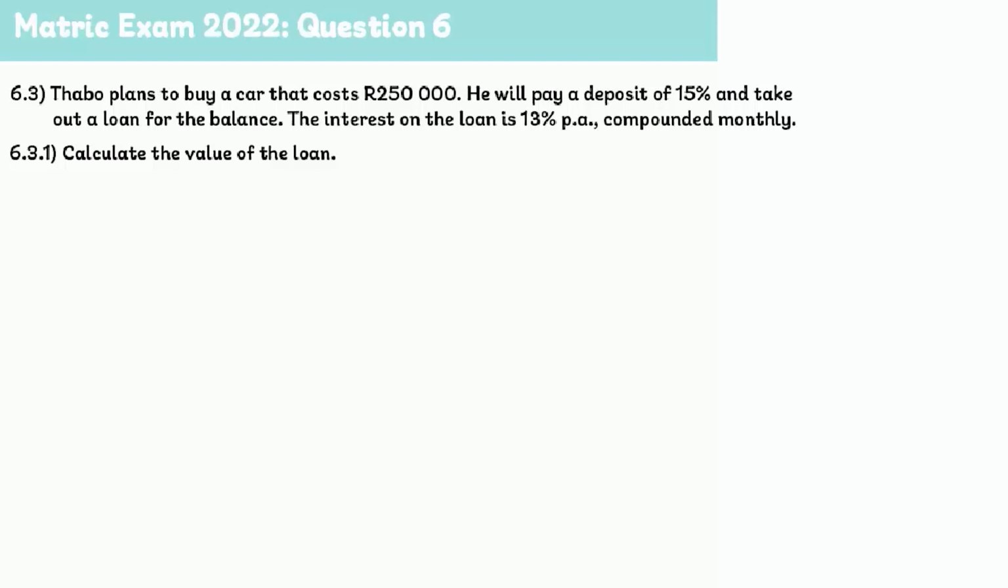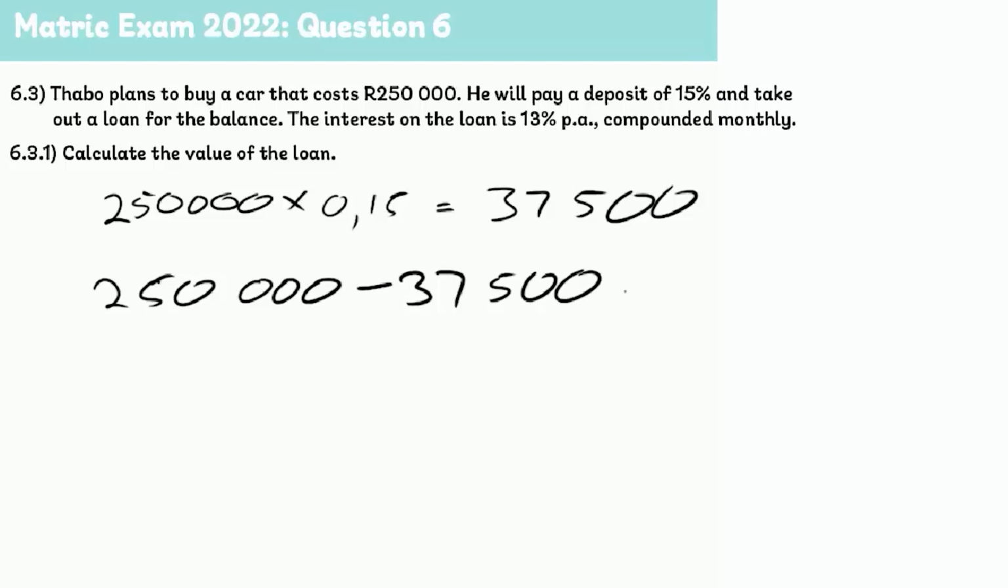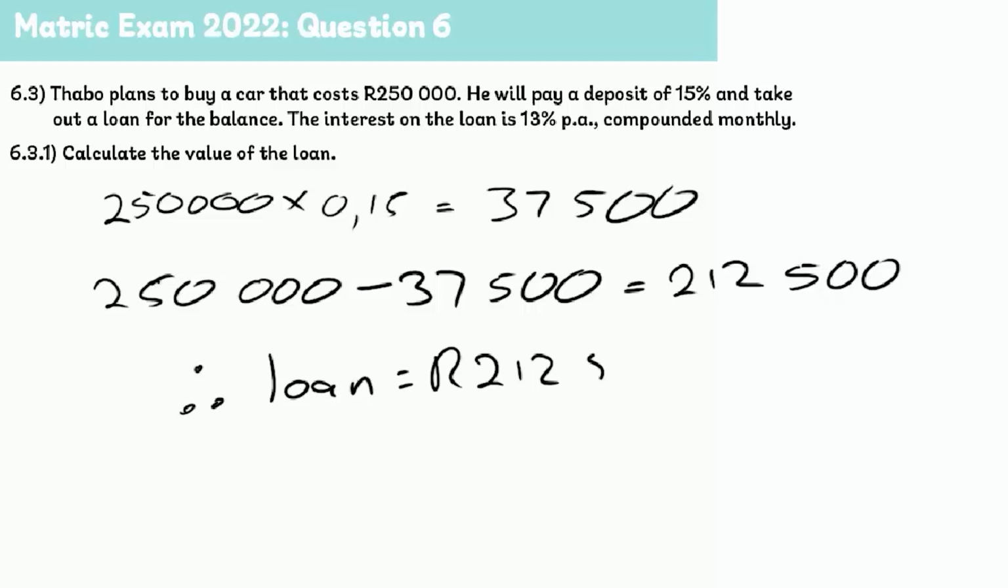Basically, all we need to do is figure out what is 15% of 250,000. To do that, we simply go 250,000 times 15%, which is 0.15. That'll equal 37,500. Then you go 250,000 minus the 37,500. That'll equal 212,500. Therefore, the loan that he'll be applying for will equal 212,500 Rand.